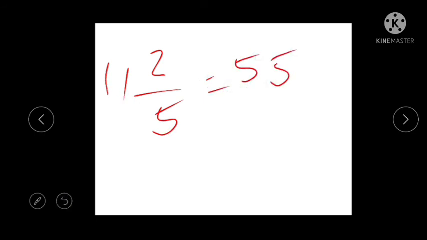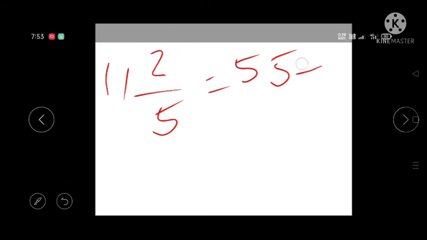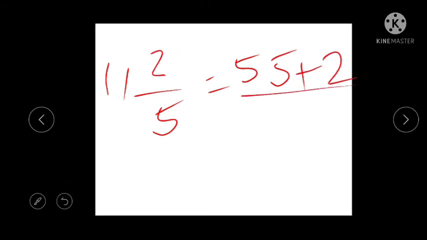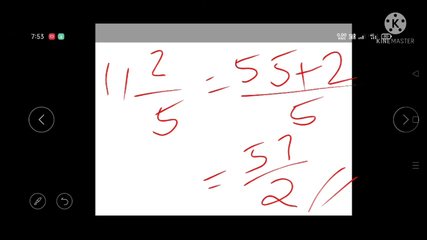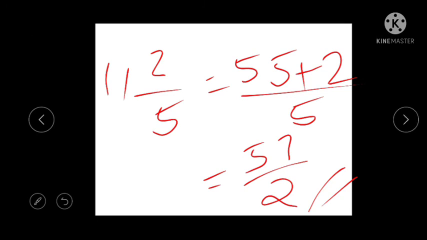Another example. Suppose we have to convert 11 2/5. First we multiply these two numbers: 11 into 5 is 55. Then add the numerator, that is plus 2. 55 plus 2, then divided by the same denominator, that is 5. So 55 plus 2 is 57, giving 57/2. Now I think all of you get this. It's very simple. Just multiply these two numbers, add the numerator and divide by the same denominator. This is the method to convert a mixed fraction into improper form.